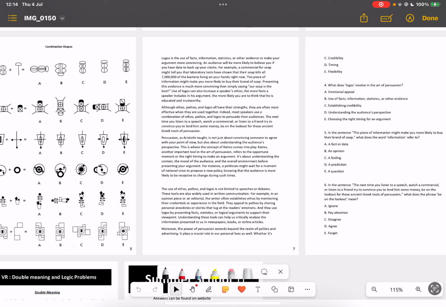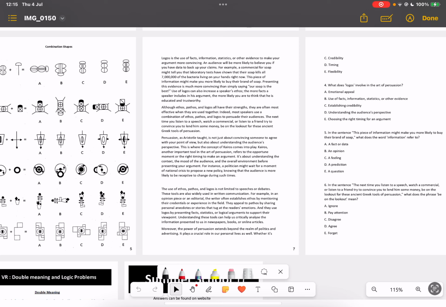Use of logos can also increase the speaker's ethos. The more facts a speaker includes in his argument, the more likely you are to think that he is educated and trustworthy. Although ethos, pathos, and logos all have their strengths, they are often most effective when they are used together. Indeed, most speakers use a combination of ethos, pathos, and logos to persuade their audiences.